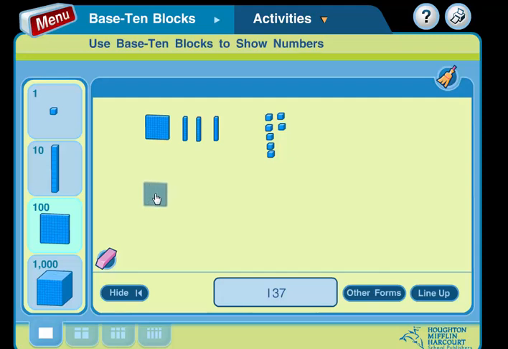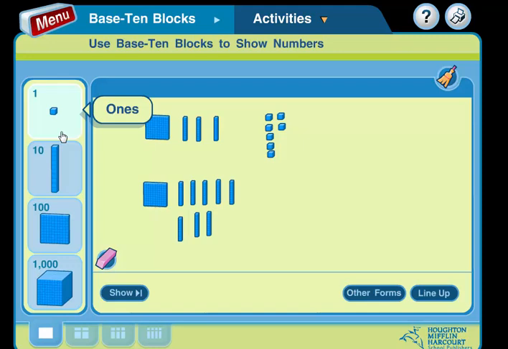Okay, and then I have 1.85. So I have one whole number, 8 tenths, 1, 2, 3, 4, 5, 6, 7, 8. I can ignore that number at the bottom. And 5 hundredths. 1, 2, 3, 4, 5. Okay, so here's my two numbers. I have 1 and 37 hundredths and 1 and 85 hundredths. Okay, and I want to add these together.